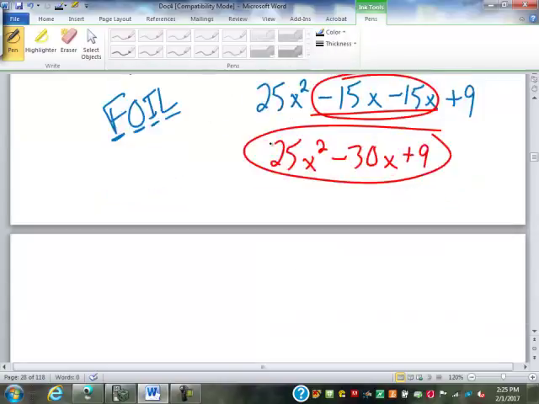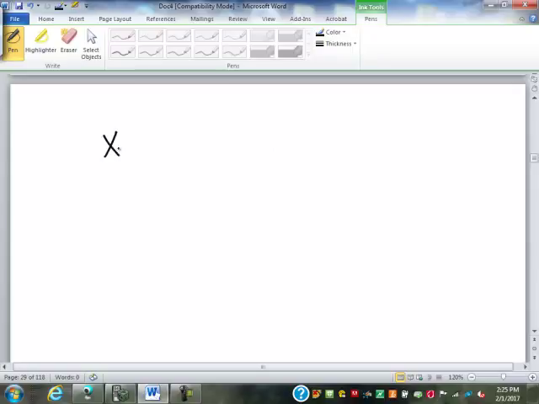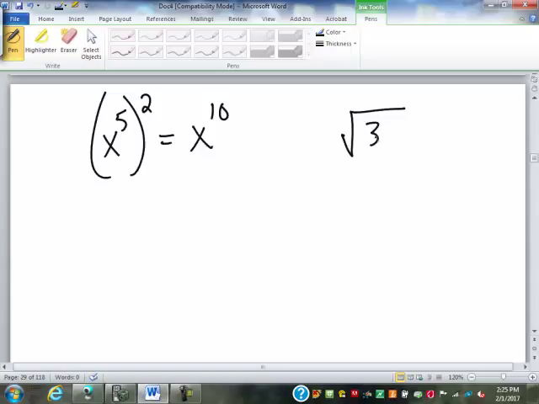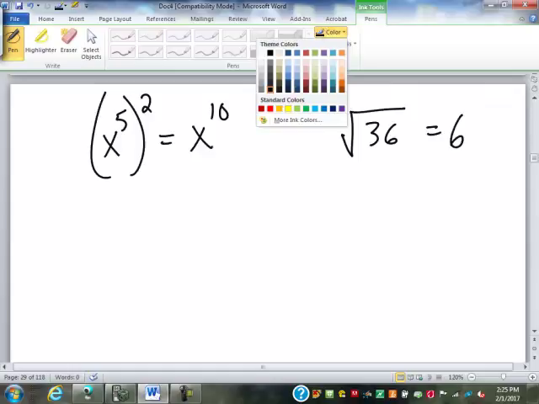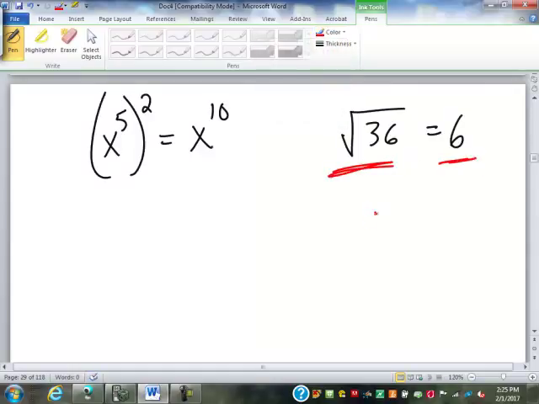Well, how about going the other direction? So x to the 5th squared, we said, was x to the 10th, right? We defined a while back the square root of 36, of course, equals what? Square root of 36 is 6. And the reason that the square root of 36 equals 6 is because 6 squared equals 36. This symbol, the square root, is asking us what number squared equals that number inside the symbol.